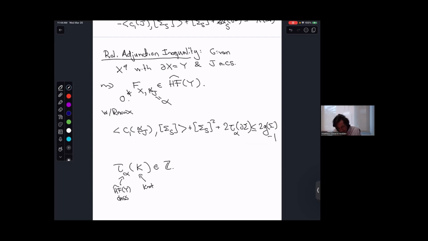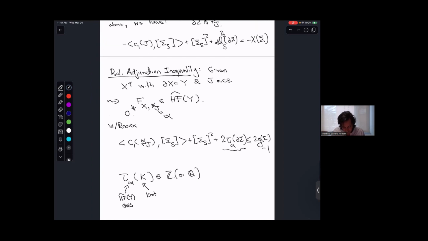So we get this number, and if you like rationally null-homologous knots or links, then maybe this number is going to be in Q. All of this will extend to that context as well. But we show that these numbers are a stand-in. They give you a refinement of the adjunction inequality that you'd expect for closed surfaces. So that's half of it.